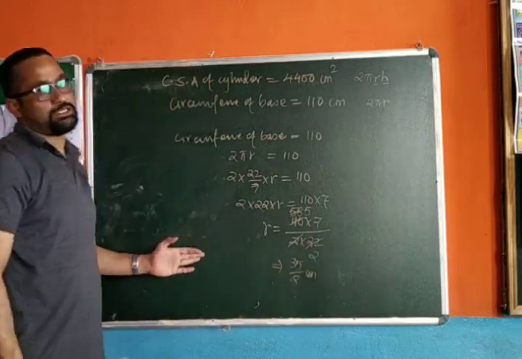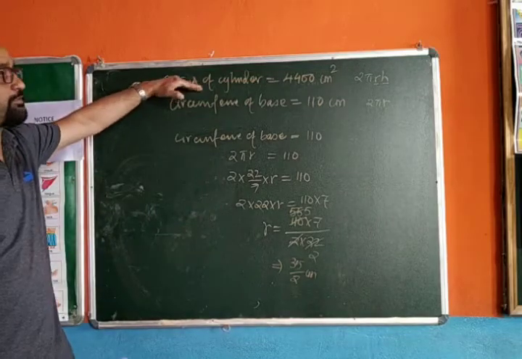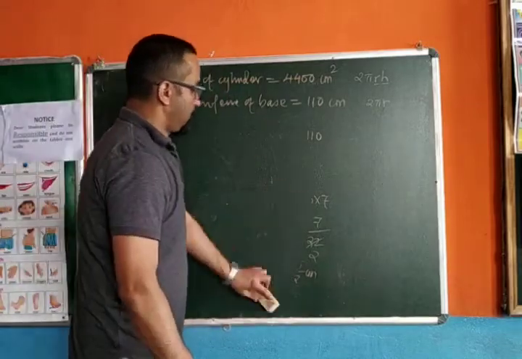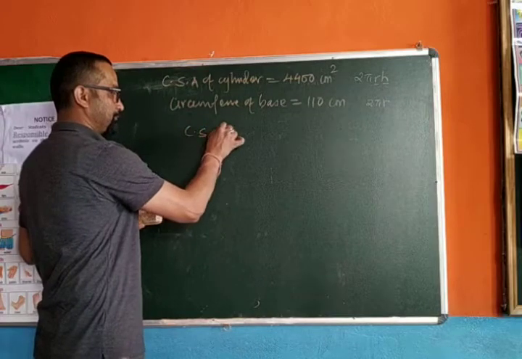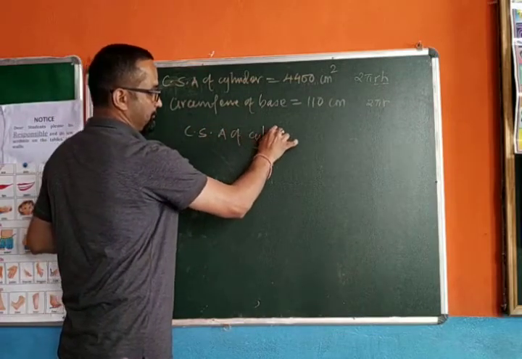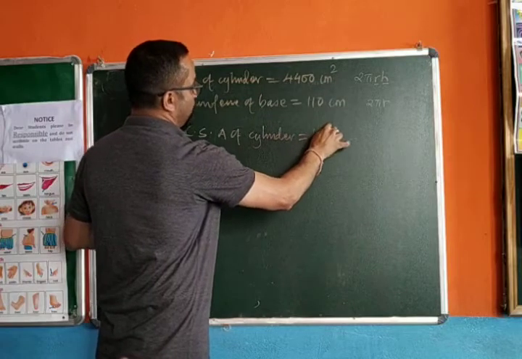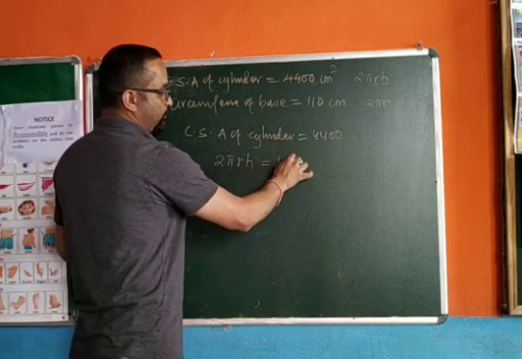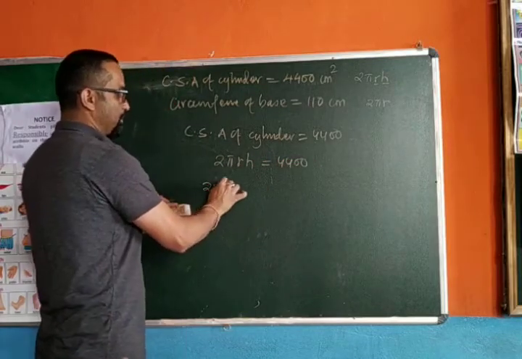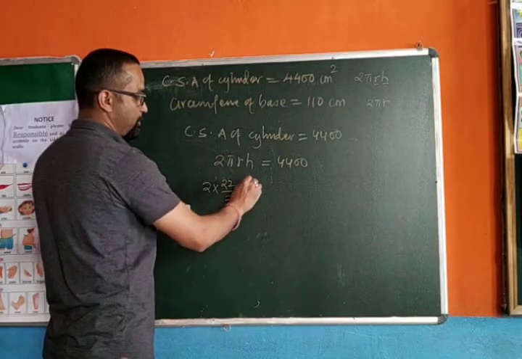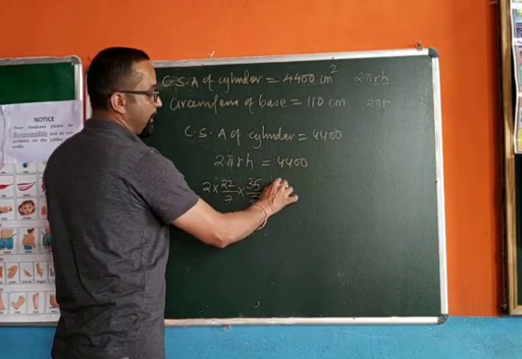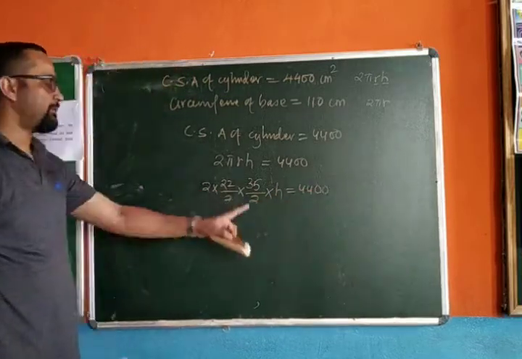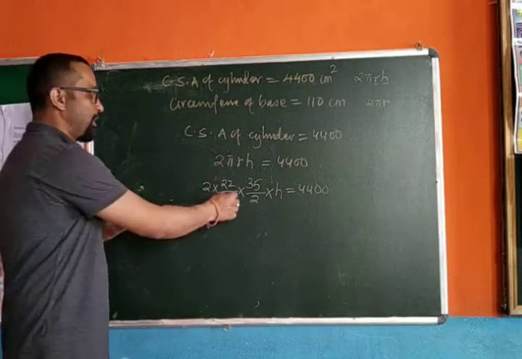We know the radius, and once you know the radius, use curved surface area to calculate the first answer, height. Curved surface area of cylinder 4400. Write down the formula here. 2 pi rh equals 4400. 2 multiplied by 22 upon 7. Radius we got 35 upon 2. Height is unknown. Substitute. And then if you can cancel on the left hand side, it's well and good.